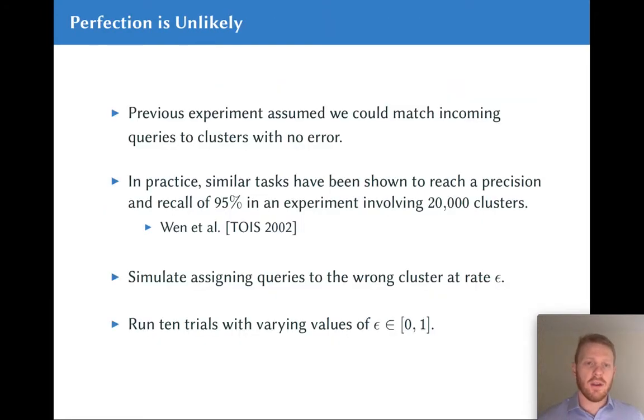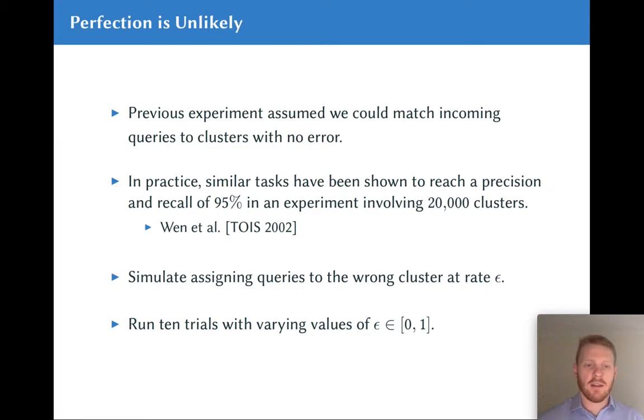The problem with the previous experiment is that we assumed that we could always match the incoming query to a cluster with no error. We always could find the correct cluster. But in practice, this is unlikely. Similar tasks have been shown to reach precision and recall of about 95% in a similar experiment involving 20,000 clusters. So what we're interested in doing now is simulate assigning queries to the wrong cluster at some rate epsilon and examining how these different approaches fare under some error.